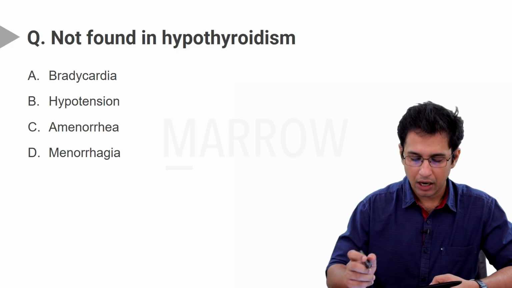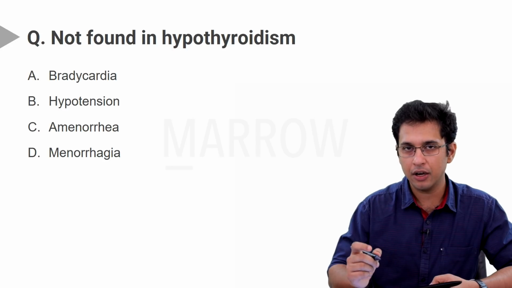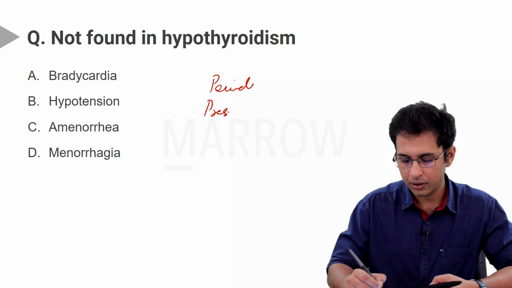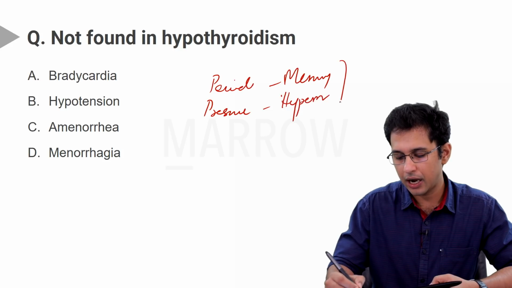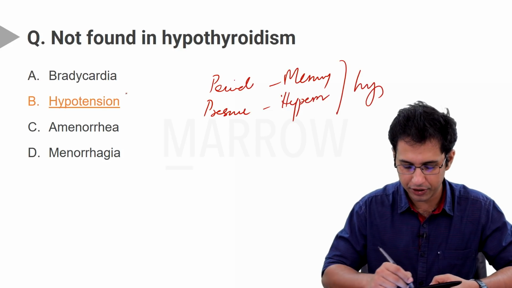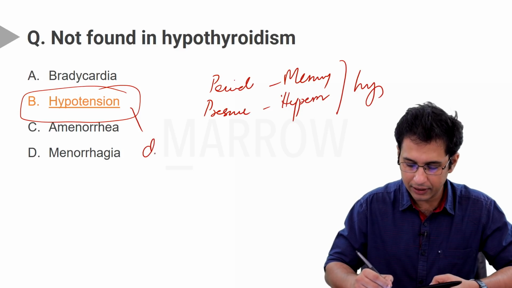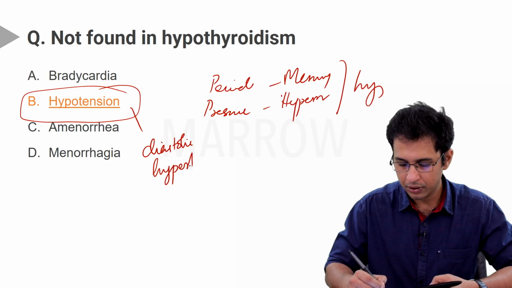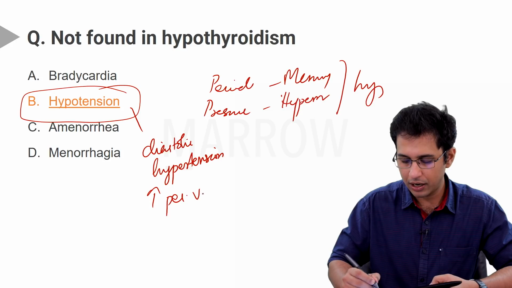We discussed this. Hypo does not mean hypothyroidism. There are two things in hypothyroidism which are over: one is periods and the other is pressure. Okay. You can find menorrhagia and we can find hypertension in hypothyroidism. So the answer is hypotension is not found in hypothyroidism. In fact, you find diastolic hypertension because of the increased peripheral vascular resistance.